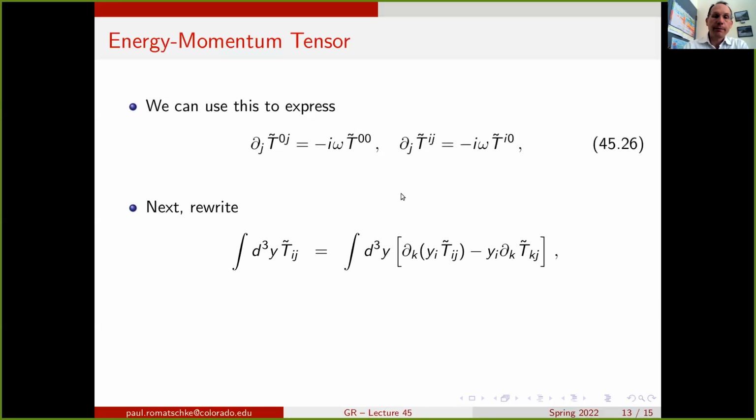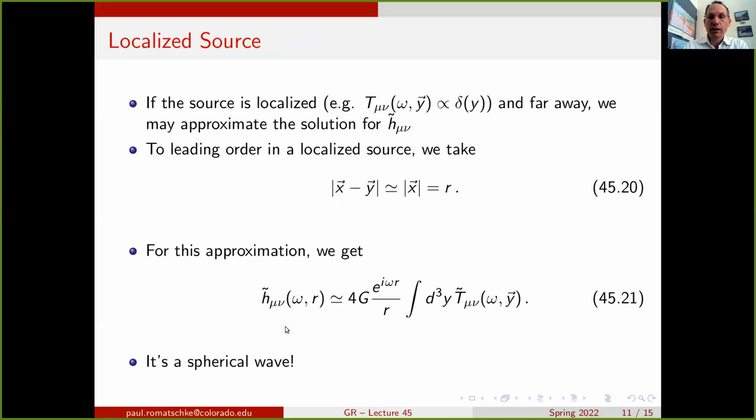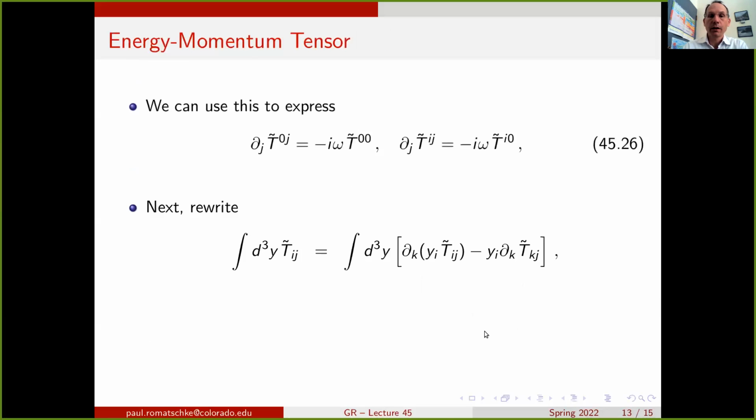Keeping that in mind, let's go back to our result for the strain rate here. We know that only the spatial components here are independent, which bring in only the spatial components of the energy momentum tensor on the right-hand side. So we have an integral over only the spatial components of T, so the integral of T^ij. That's the object we want to have, and we can rewrite this in terms of the following combination, which looks like a strange combination to choose, but its purpose will become clear in a moment.